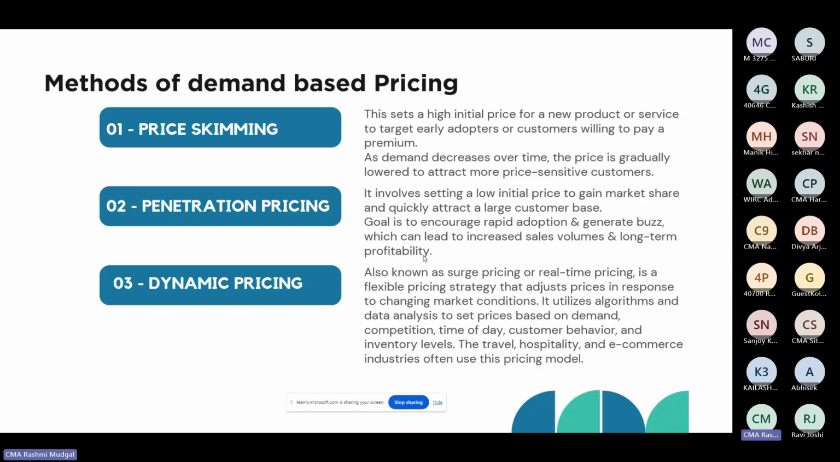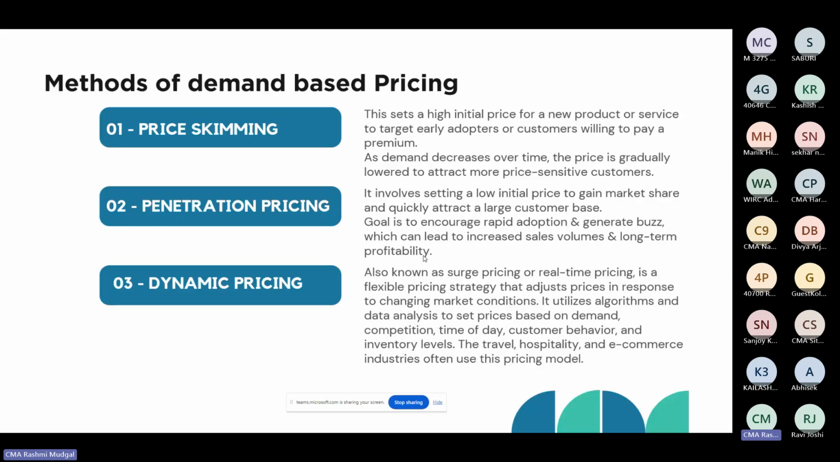Now comes dynamic pricing, also known as surge pricing or real-time pricing. What they actually do is watch the market. They see the competition, the time of day, the customer behavior, and the inventory level they have. So it is more flexible pricing. They can change anytime. It is as flexible as a mood. They adjust pricing in response to changing market conditions.